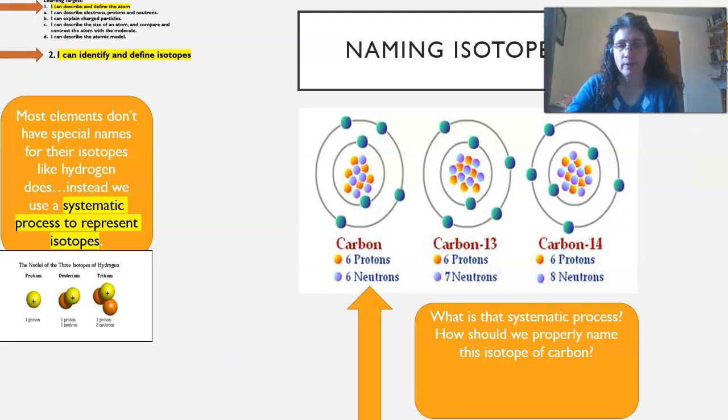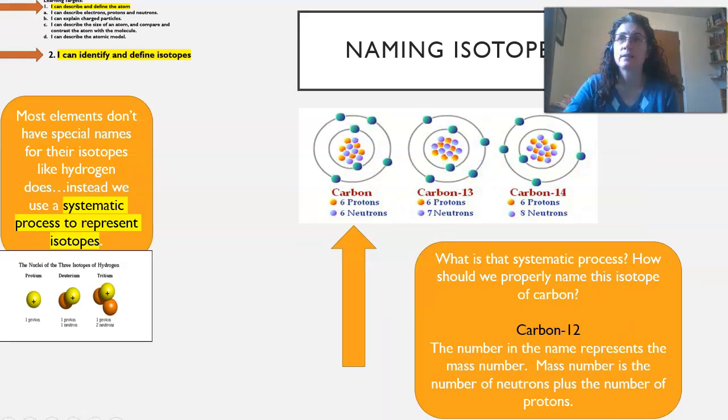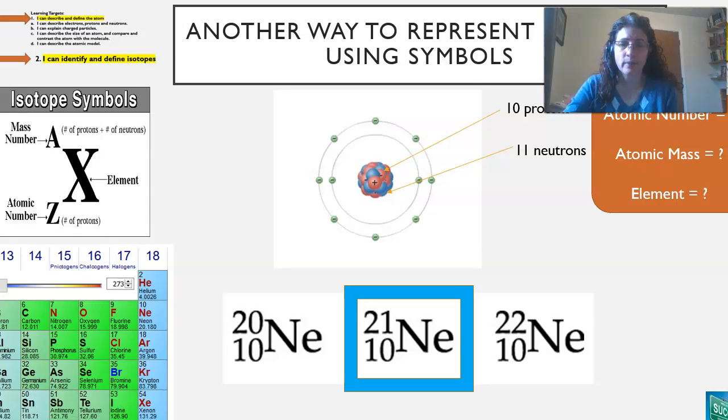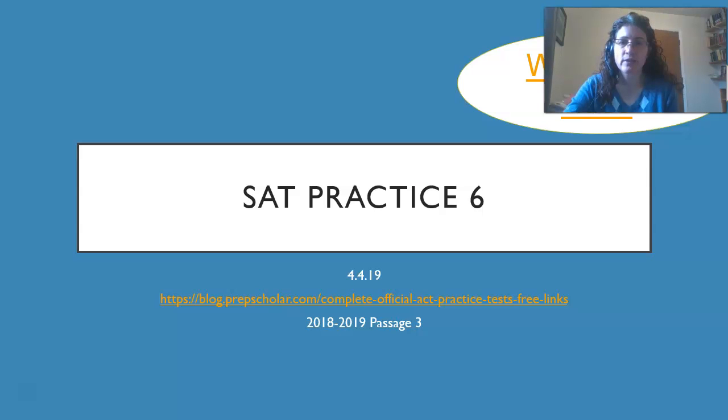We name them just like this: 6 protons, 6 neutrons. Can you figure out what we would call this carbon model? If you can see that carbon 13 has 6 protons and 7 neutrons, carbon 14 has 6 protons and 8 neutrons. This is how we label it on our symbols. You will want to look at that diagram. There's a lot of different ways we represent our material to help us out. So go ahead and look at this information to help you out.